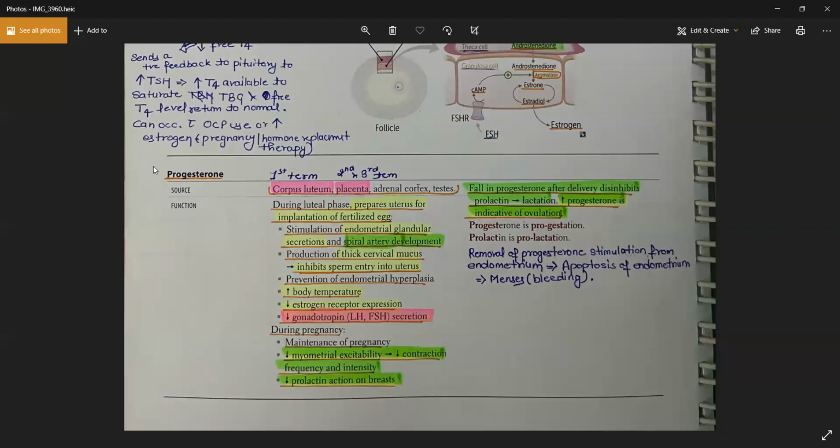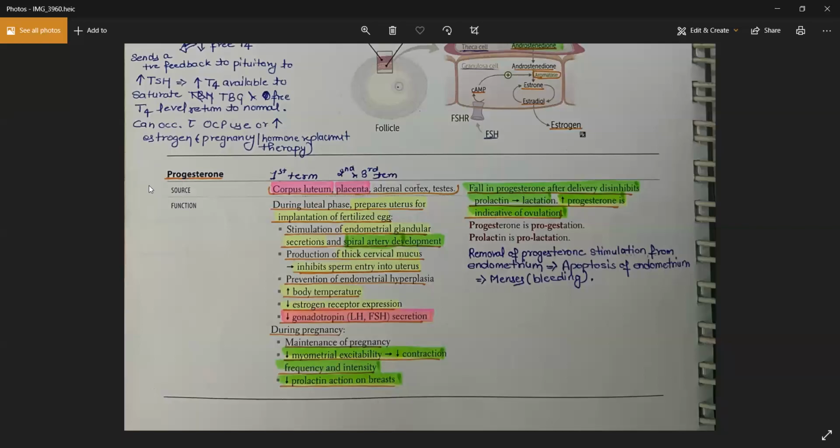And because the contraction of these smooth muscles is decreasing, it will decrease the myometrial excitability that will help in containing the pregnancy, right? Because if the myometrium contracts, that can lead to the miscarriage also, right? So that's why this progesterone is very much important for the pregnancy.